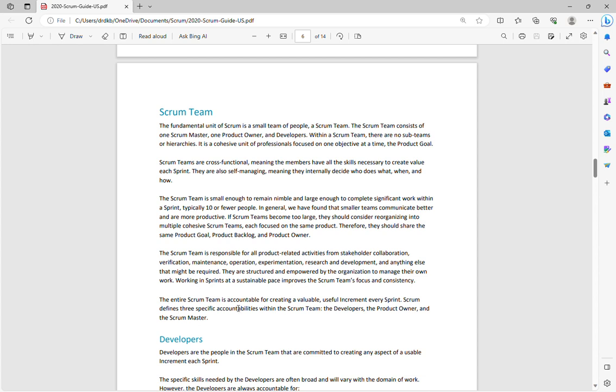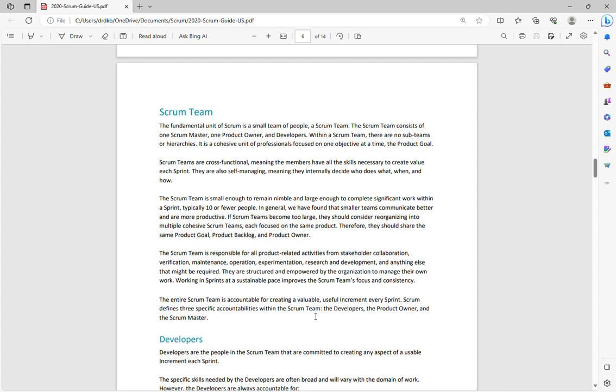Now, the entire Scrum team is accountable for creating a valuable, useful increment every sprint. Scrum defines three specific accountabilities within the Scrum team: the developers, the product owner, and the Scrum master. As I mentioned in the beginning, the Scrum team consists of one product owner, one Scrum master, and the developers. Now, all of them together are accountable for creating a useful increment every sprint to reach the product goal.